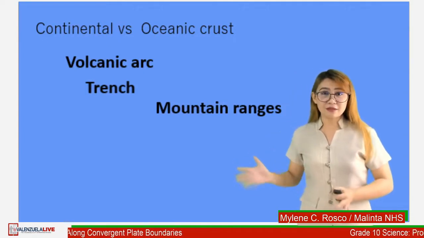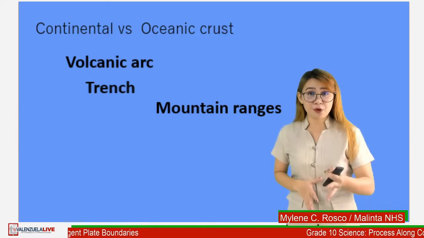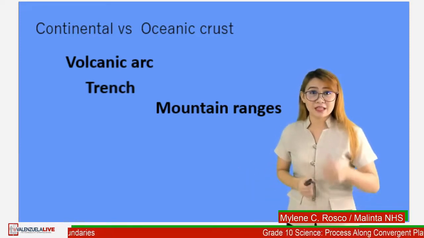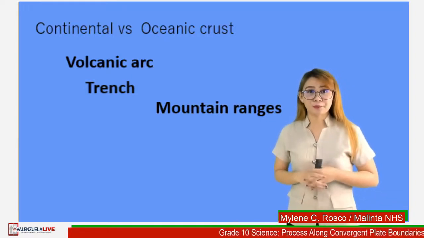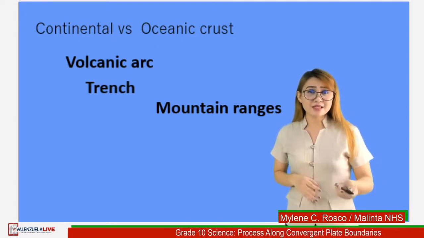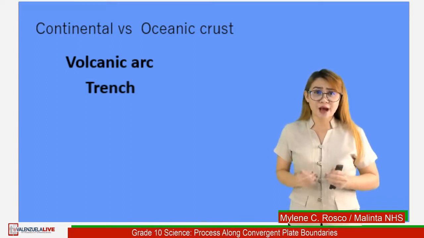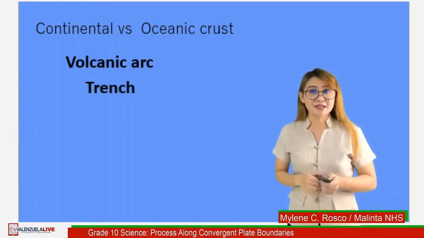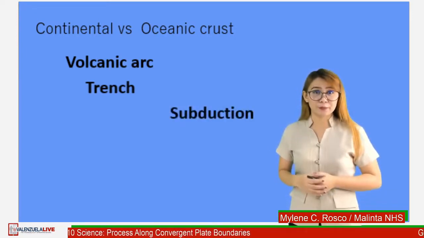We have here mountain ranges. Do you think mountain ranges are found or will be formed when oceanic and continental crust collide? Hit like if yes, hit sad face if no. Alright? So the answer is sad face. Mountain ranges are not found at the collision of continental and oceanic crust. Right? Good job, students. Now, let's have the fourth one, subduction.